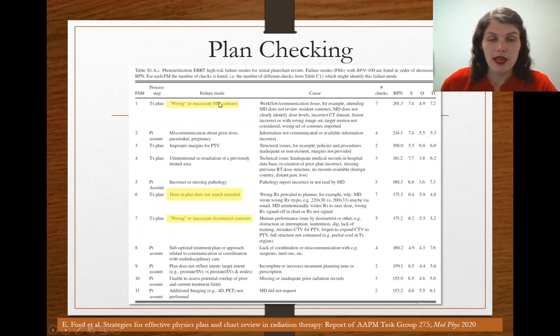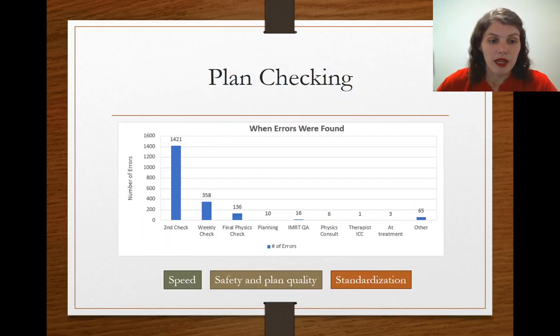And so 3 key items that I've highlighted are problems with contours or the prescription. So these are some of the highest ranked failure modes that are listed in this task group report as things that can potentially go wrong and perhaps not be detected. And so it's really important to keep an eye out for these and make sure that they're not happening in your clinic.